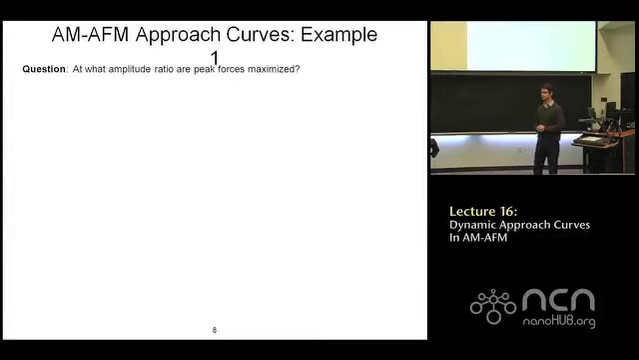One thing we might be particularly concerned about is how much force we're exerting on the sample, because the image we create is ultimately going to be related to the forces, and we want to have some measure of that. So the question for you guys is, at what amplitude ratio are the peak forces maximized from the simulation?